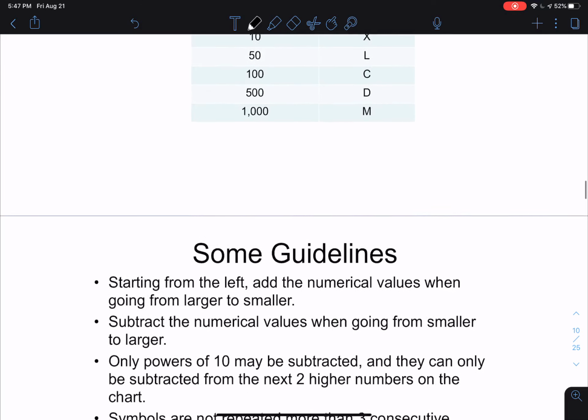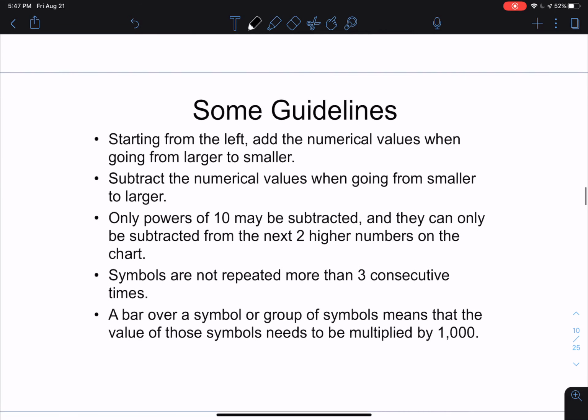Well, they had ways of going higher than these letters. They would put a bar over a symbol or a group of symbols if they wanted to multiply that value by 1,000. And that's how they could go above and beyond their M. A couple of other guidelines that you're going to have to follow as we do this. This is additive as you start from the left and go right. If you go from larger to smaller, you add them up. If you go smaller to larger, you're going to subtract.